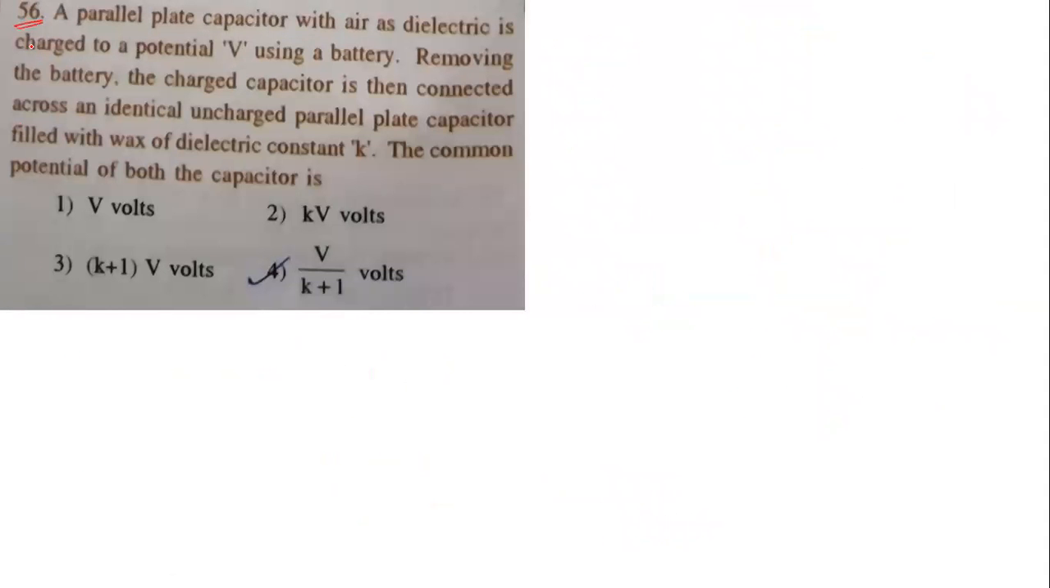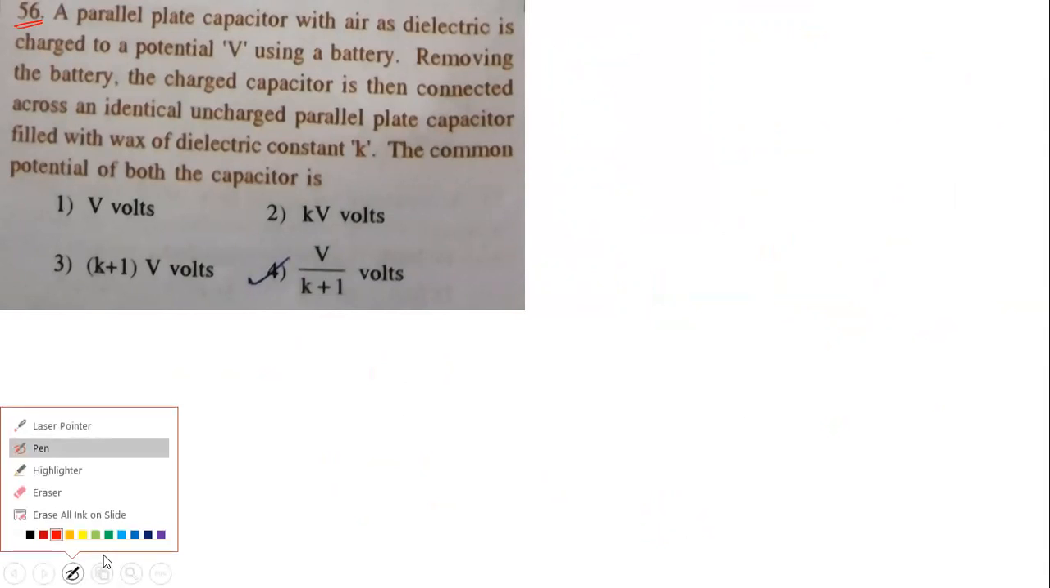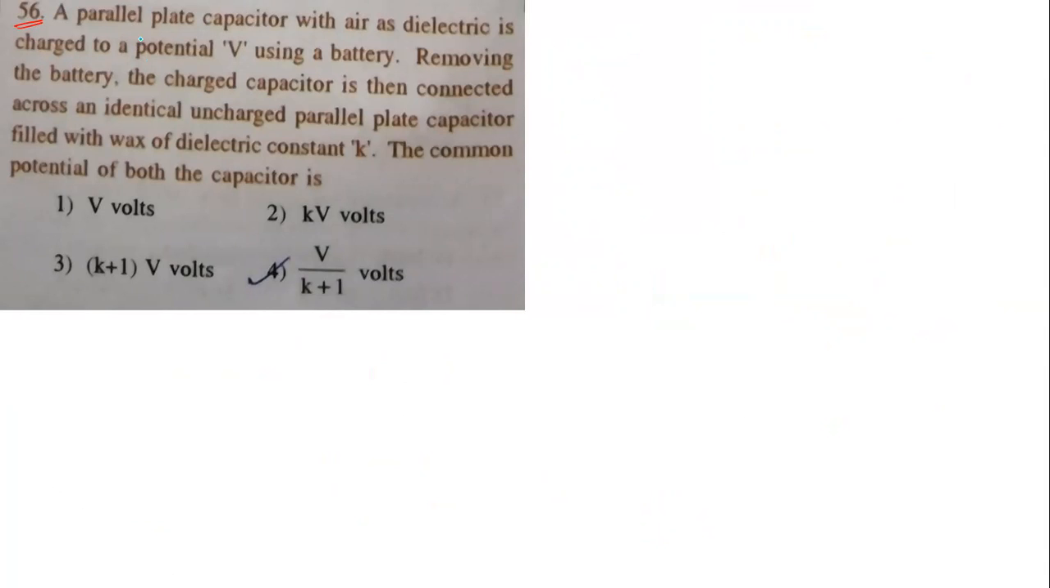Question number 56. What is question number 56 asking us now? A parallel plate capacitor with air as a dielectric is charged to a potential V using a battery. So the initial capacitance is Q by V, with air as the dielectric. Removing the battery means we disconnect the battery. The charged capacitor is now connected across an identical uncharged capacitor filled with wax of dielectric constant K.